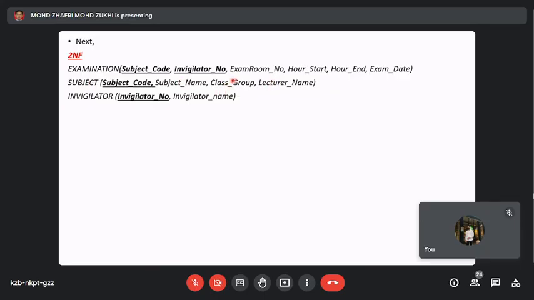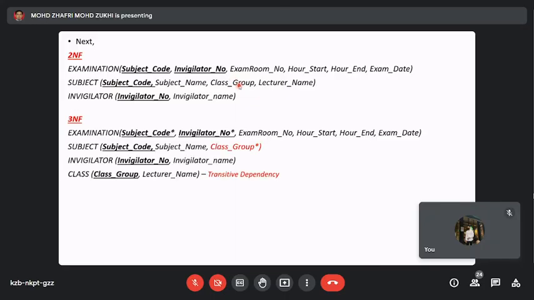Tapi macam subjek ni, class group and lecturer name ni, dia tak directly dengan subjek. So maybe it can be extracted out to form a new entity. So because of that, we take these two out to form a new entity. Means a class group here can be the primary key for entity class, followed by lecturer name. So we know this lecturer belong to which group? Okay. So because of that, this entity will be transitive dependencies. Okay, lecturer name and class group will be transitive dependency.